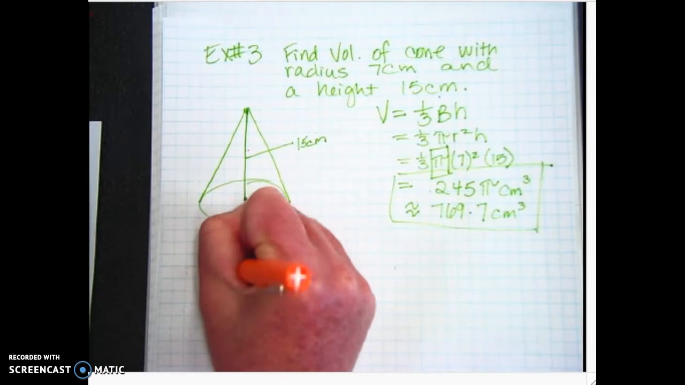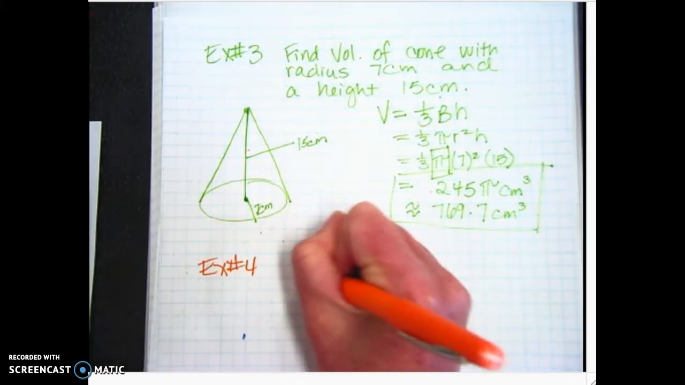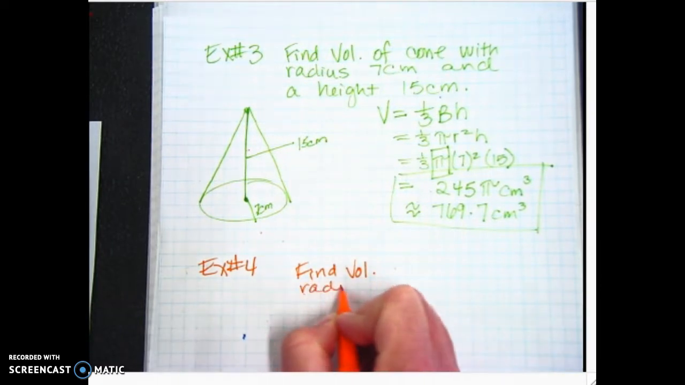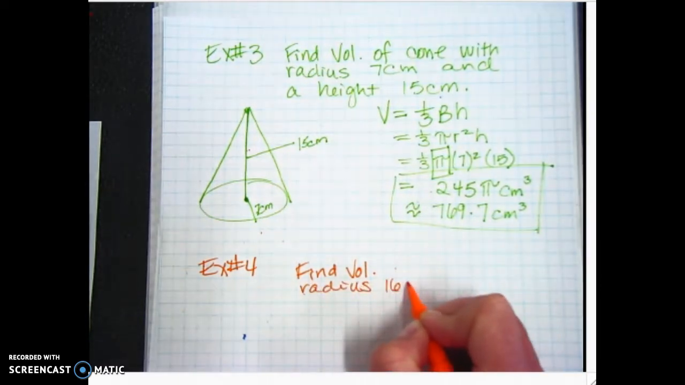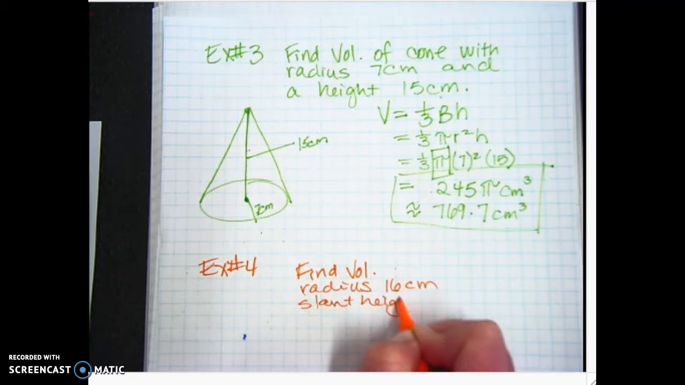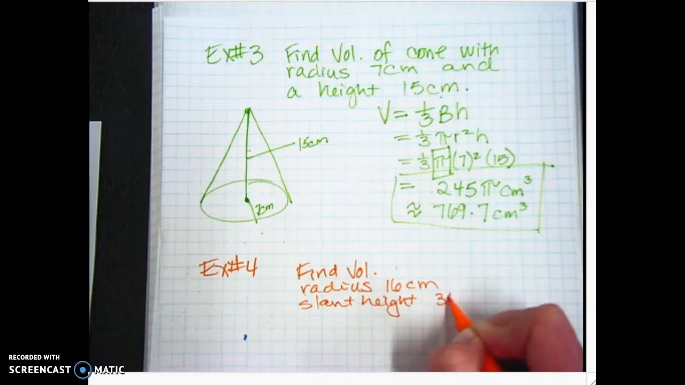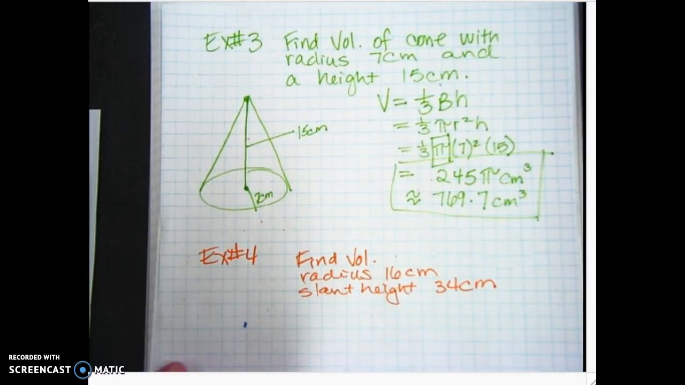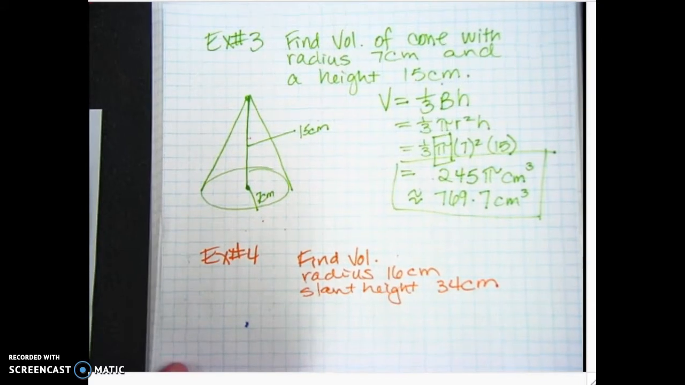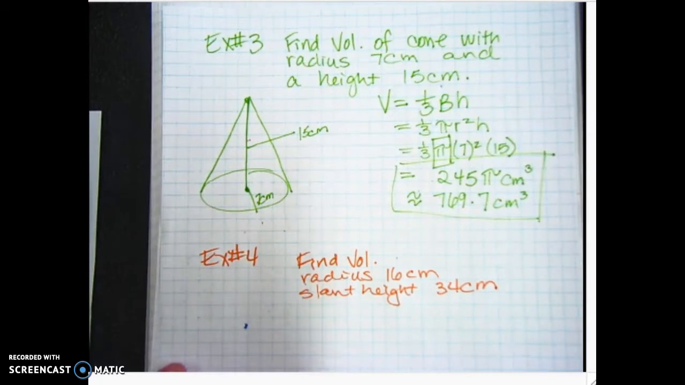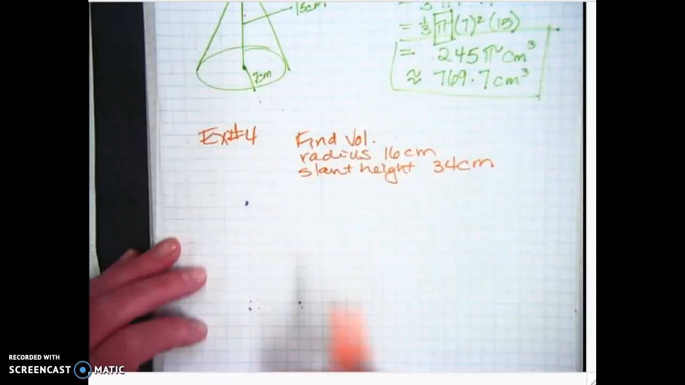Example number 4. We're finding the volume again with a radius of 16 centimeters and a slant height of 34 centimeters. For volume, do we need regular height or slant height? Look at the formula. Do we need regular height or slant height? Regular height, and they gave us slant height. So we're going to use the Pythagorean theorem again on this one.